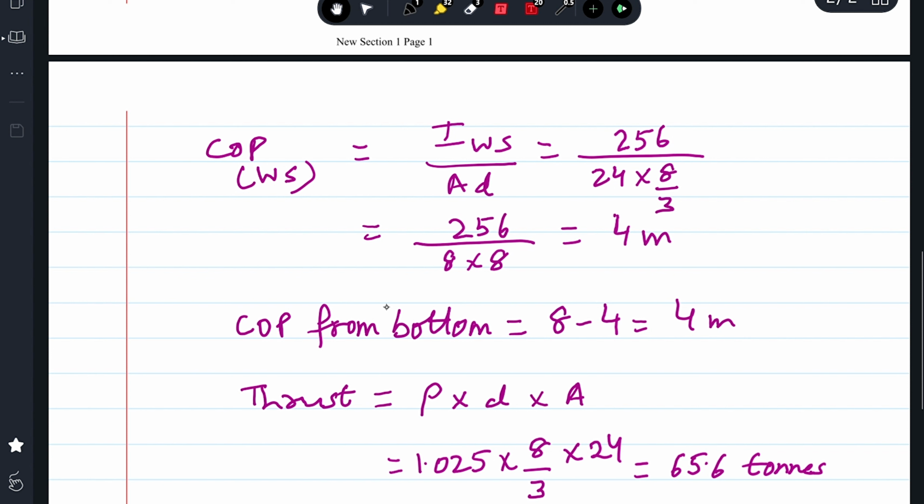And the thrust is again the pressure at the centroid into the total area. Density 1.025 multiplied by the depth of the centroid from the water surface, which is 8 by 3. The total area which is immersed below the water surface is 24, and we get a thrust of 65.6 tons.